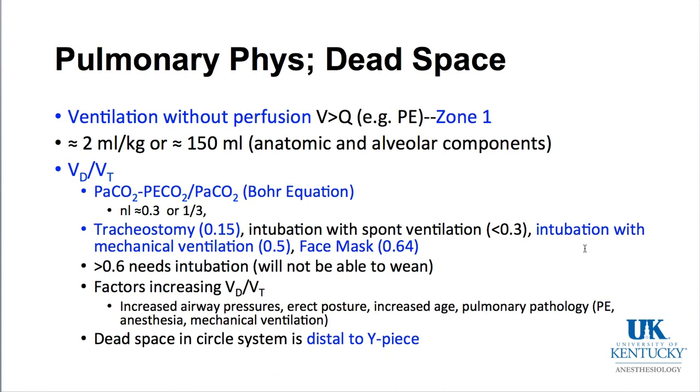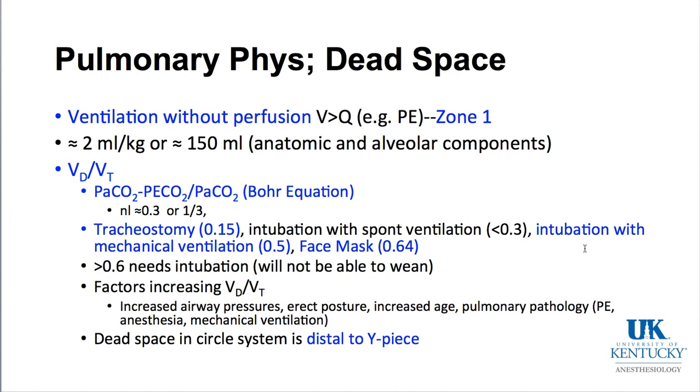But if you start mechanical ventilation in that patient, positive pressure ventilation raises PA, which raises zone 1 of the lung, which actually increases the VD over VT. So intubation with mechanical ventilation, VD over VT increases. And if you put a face mask on a patient, you're adding even more dead space. If the VD over VT is greater than 0.6 in an ICU patient, for example, this patient is not going to be able to wean, and you've got to do everything you can to reduce dead space.